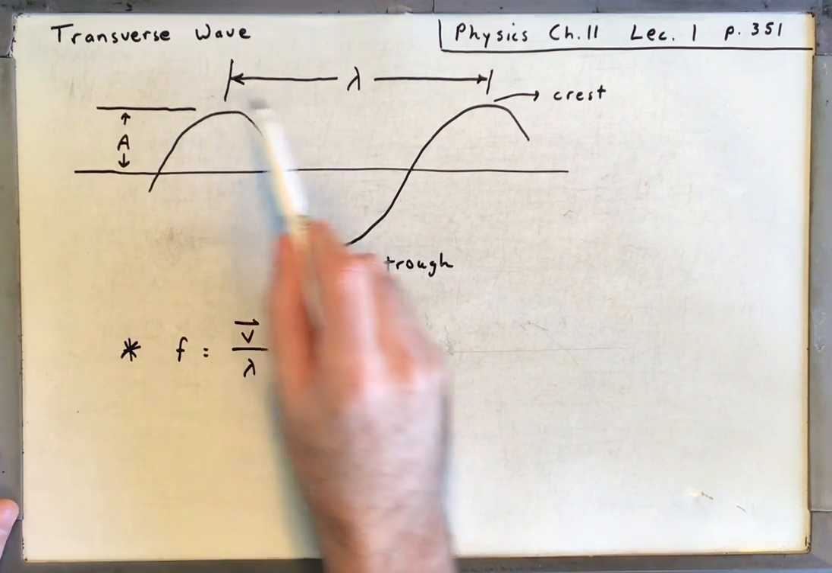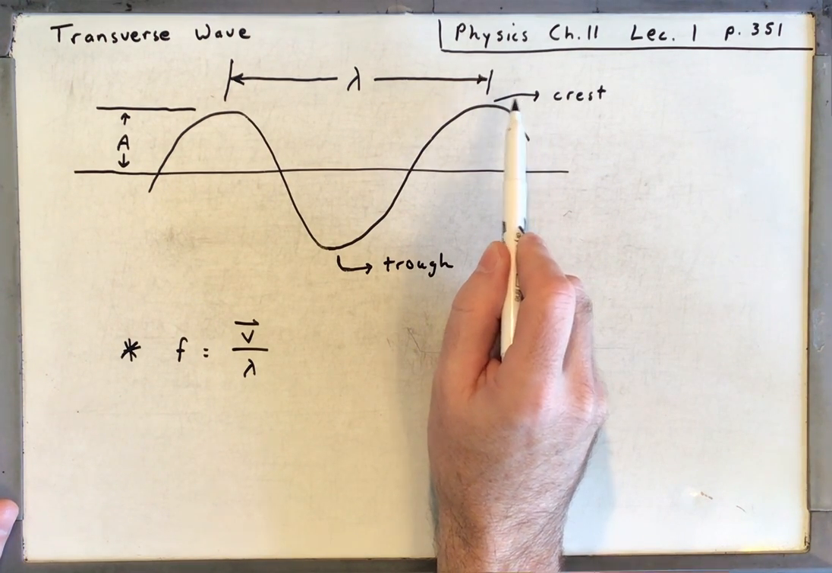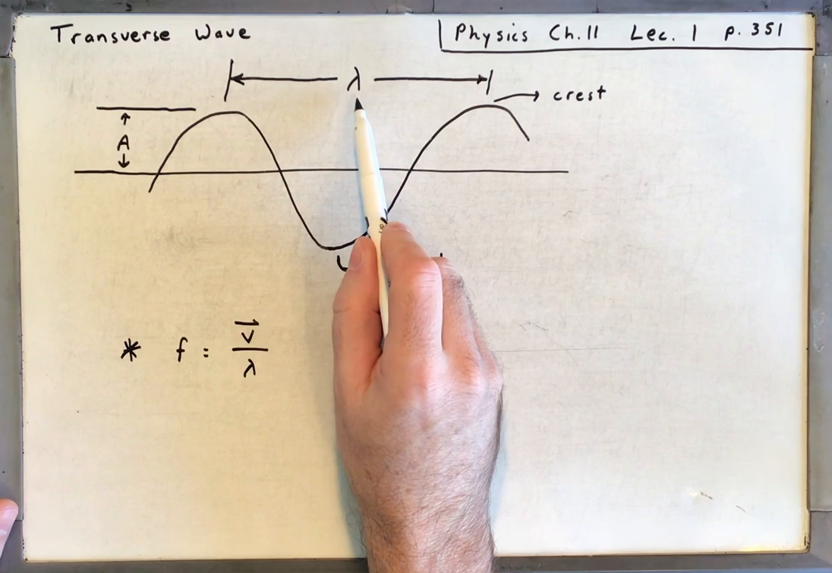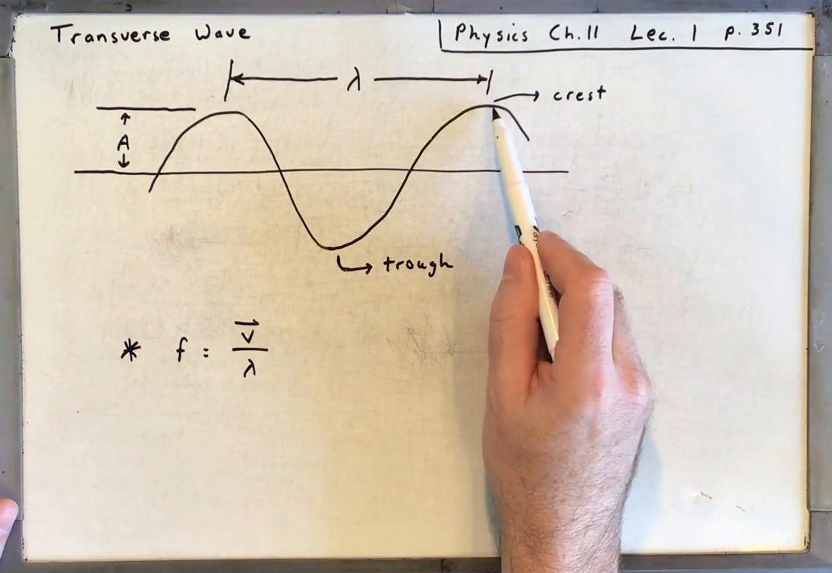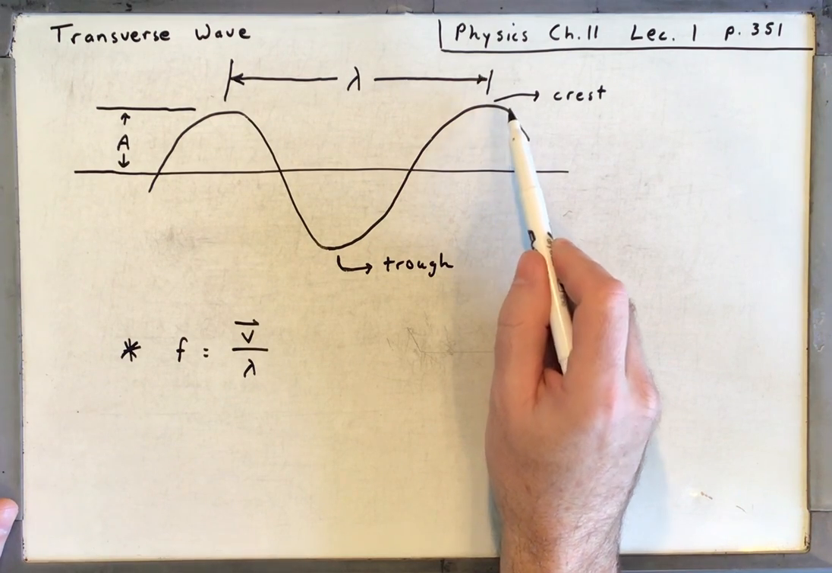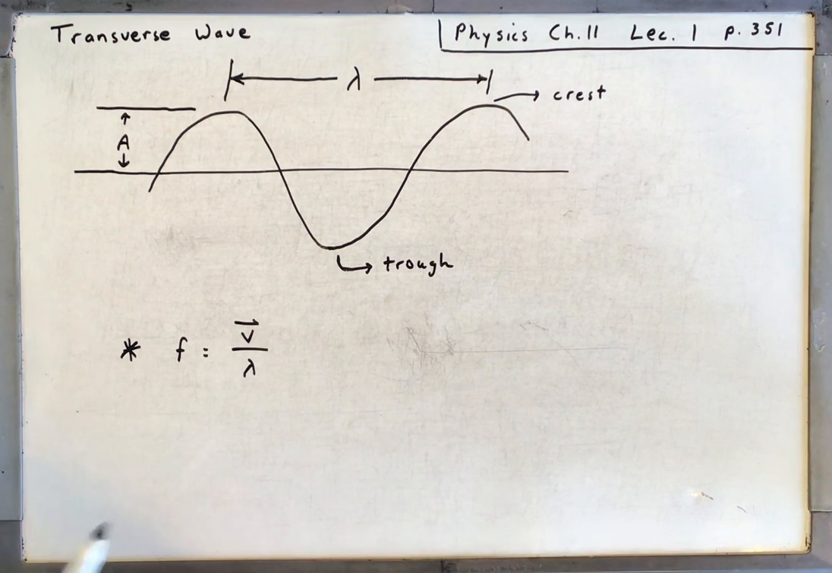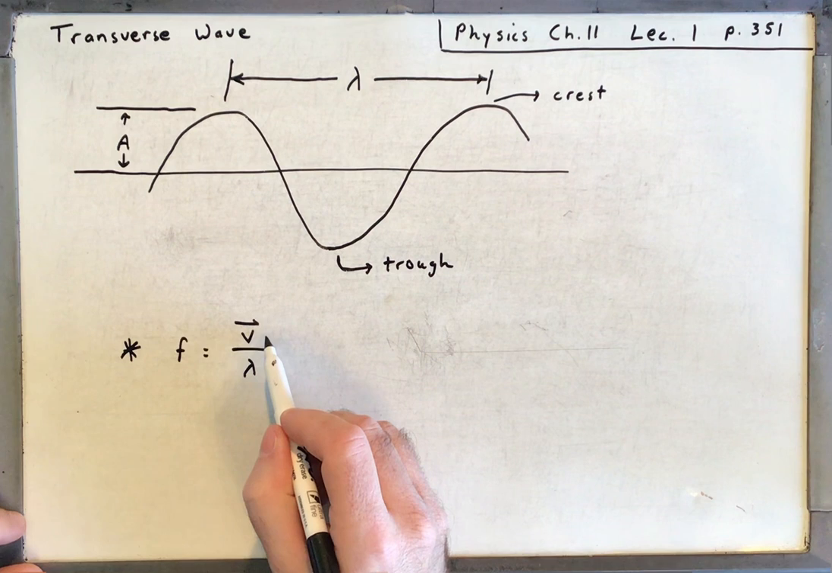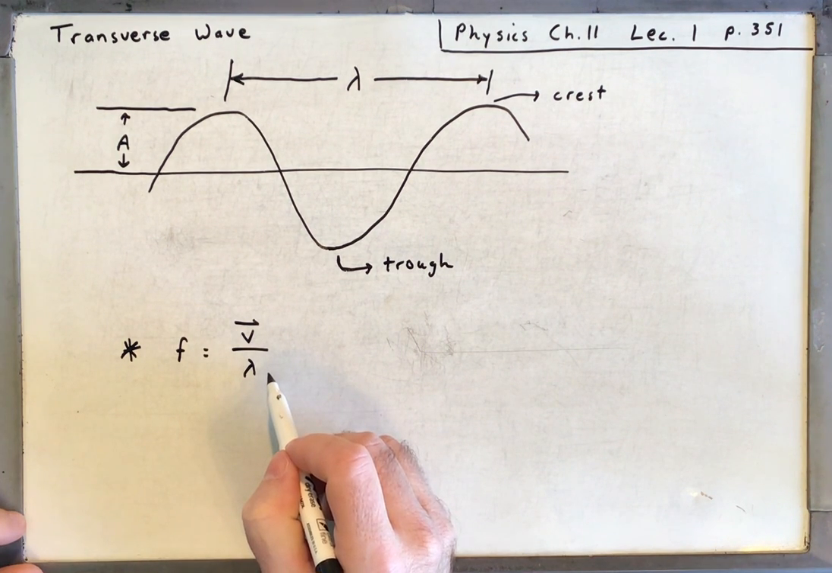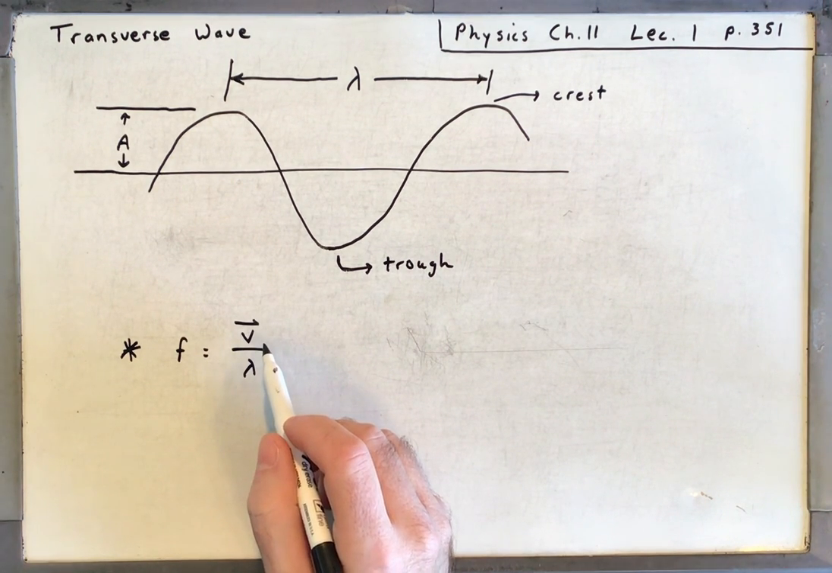The distance from crest to crest, or trough to trough, is called the wavelength. We use the Greek letter lambda for that. Crest is the top part of the wave, the highest point of the wave, and then the trough is the lowest point on a wave. Now we have an equation for frequency. It's velocity over wavelength. All right, you're going to need to memorize that. You'll use that a lot, so put it in the blank space on your notes.